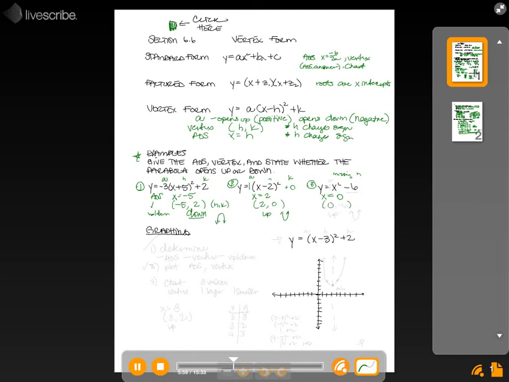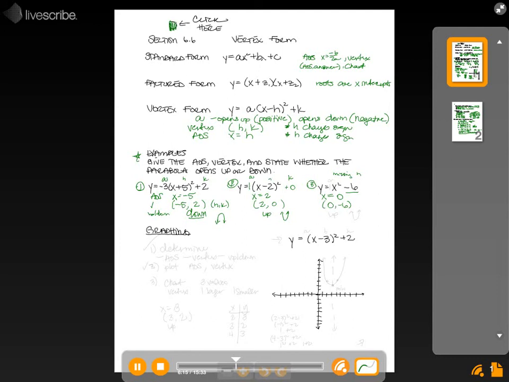Let's find our vertex now. h is still going to be 0. And then k is negative 6. Make sure you take the sign with that. It's important that you take the sign with it. Since it's not in parentheses, that k is all of that number at the end, so negative 6.